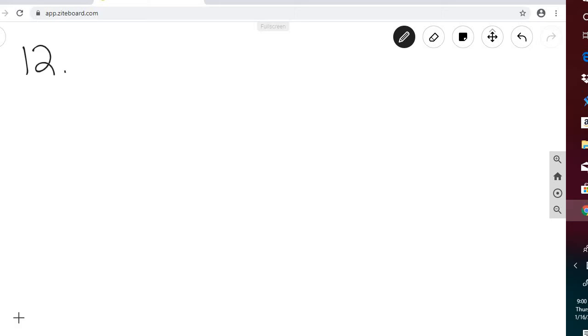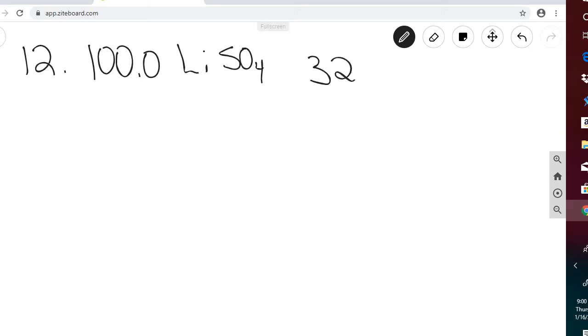And number 12 says that we are going to make a solution by dissolving 100 grams of lithium sulfate into enough water to make 325.0 milliliters of solution. What is the concentration in moles per liter?